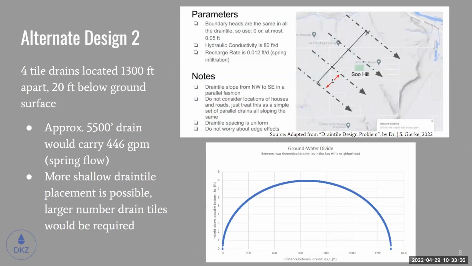Another design we looked at was we further explored the tile drain design, and the least number of tile drains you could use would be 4, spread 1,300 feet apart-ish, but that would be 20 feet below ground surface, so that's quite a deep hole to dig, and also the U.S. Army Corps of Engineers report discarded this design solution as well, just because they said that it would be too disruptive to the neighborhood.